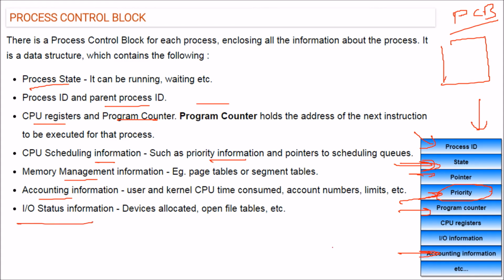Then IO status information. Input output. The input output devices which are allocated, the open file tables. All this information you will find in IO information. So this is your process control block. So this is about the complete idea about a process in operating system.